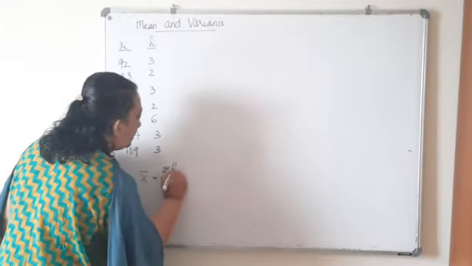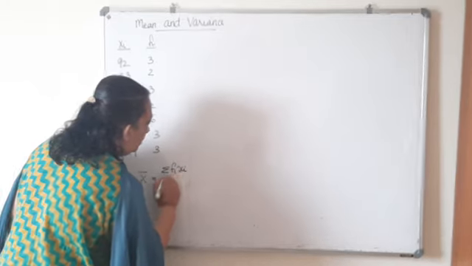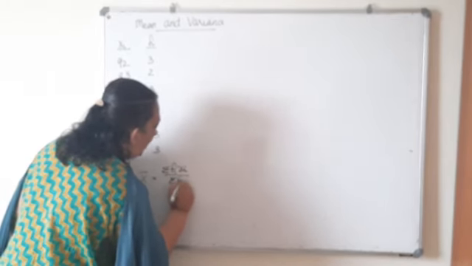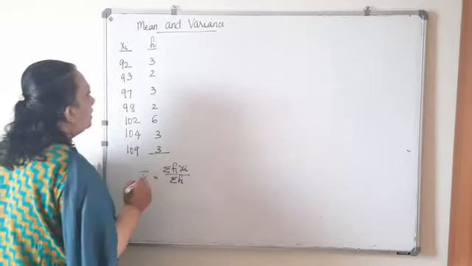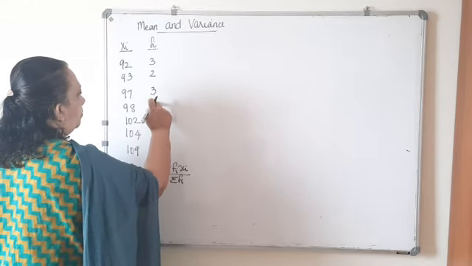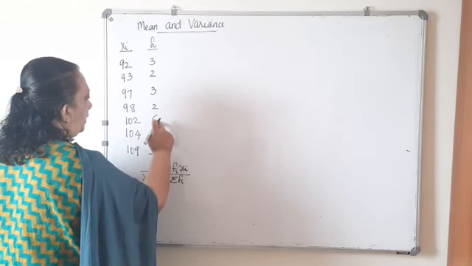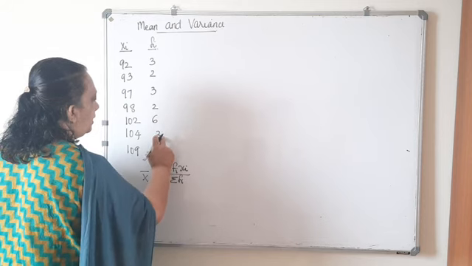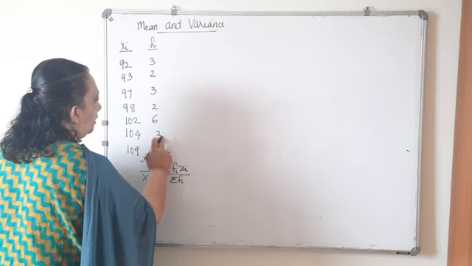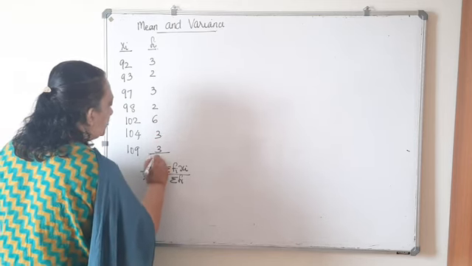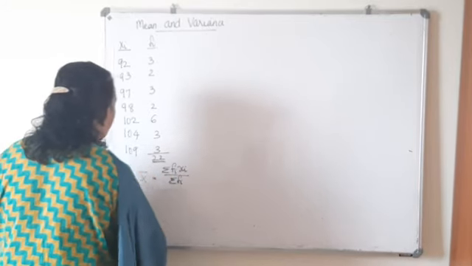So, how do you calculate mean? Mean is equal to sigma fi xi divided by sigma fi. So, first we will find out sigma fi. 5, 10, 10 plus 6, 16, 16 plus 3, 19 plus 3 is equal to 22.